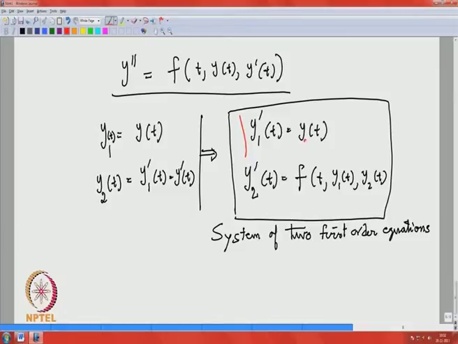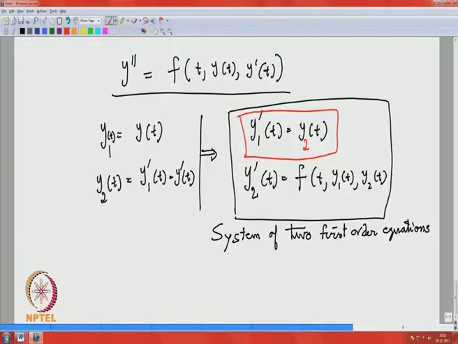So, this is y2 of t, not y1 of t. If you look at this equation, this is a first order equation for y1, and hence, as I said on the previous page, if you have a first order equation, you have one initial condition, because that is a standard problem. So you require one condition for y1 and another initial condition for y2.